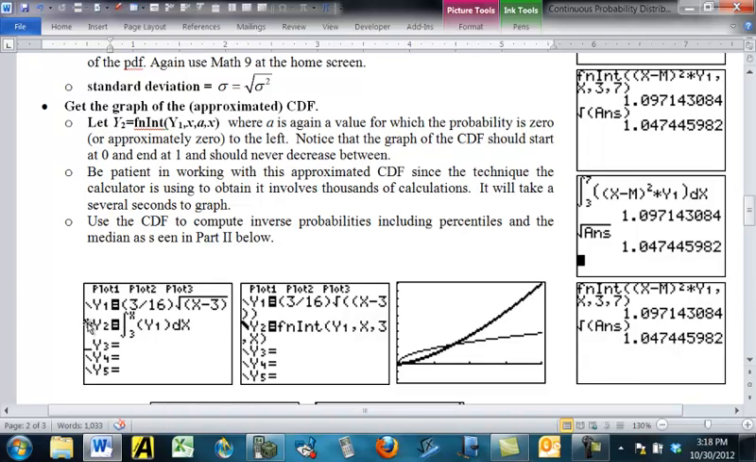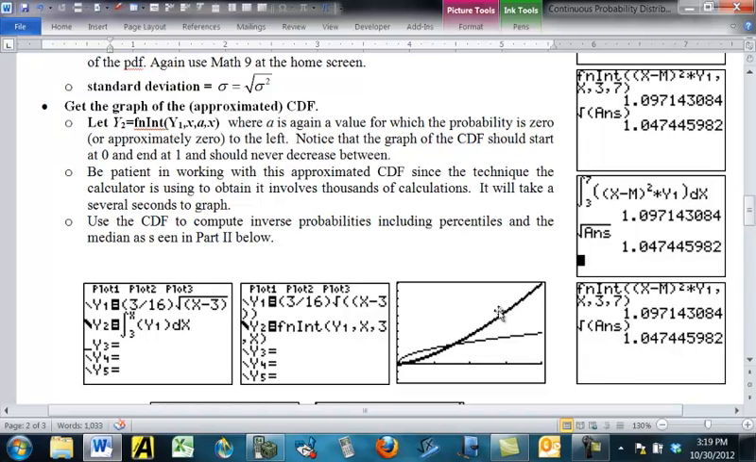Also, I put my cursor on this and hit enter once to make a thicker line, or a thicker mark, so the curve is going to be thicker for the CDF. That's optional. You don't have to do that. But then graph it. Now, be patient, because the calculator is doing probably thousands of calculations to do this approximation. So it's a really slow process. It'll take several seconds, maybe even a minute, but it will eventually graph this.